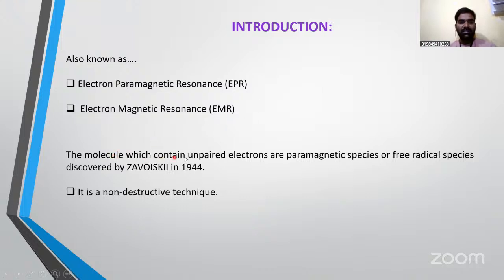Molecules which contain unpaired electrons are paramagnetic species or free radical species, discovered by Zavoisky in 1944. If there are unpaired electrons in a molecule, those are paramagnetic species. You can say that they are paramagnetic substances or species. It is a non-destructive technique. ESR, EPR, EMR is a non-destructive technique.